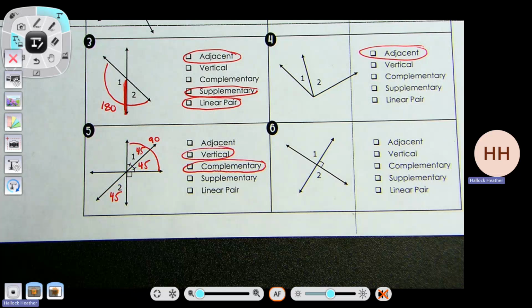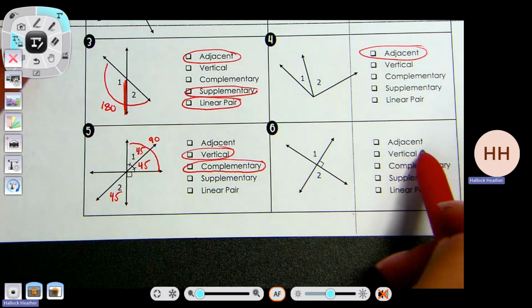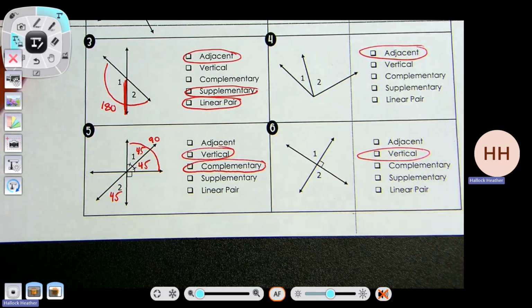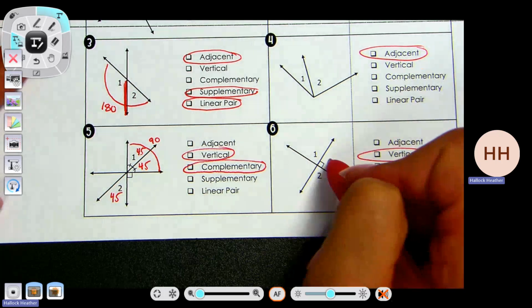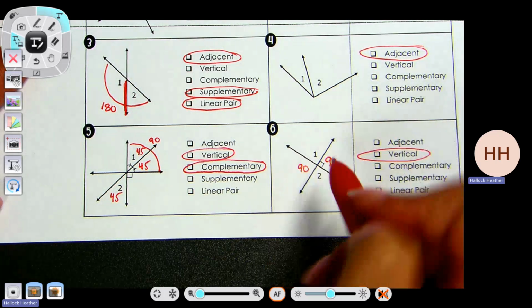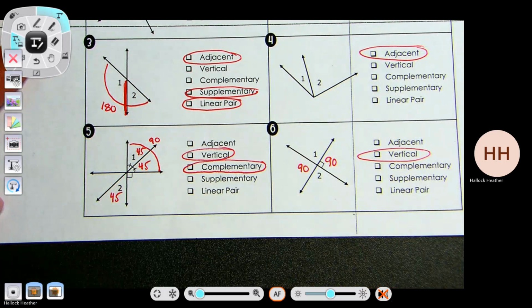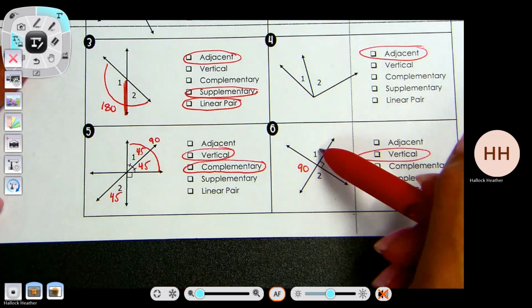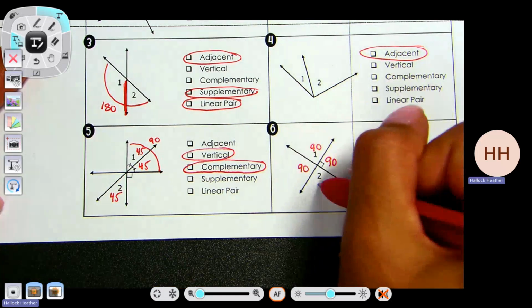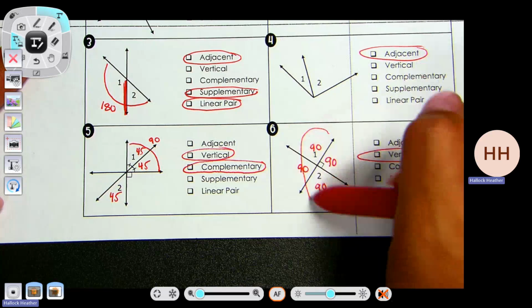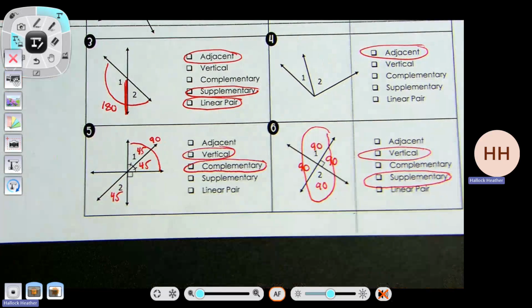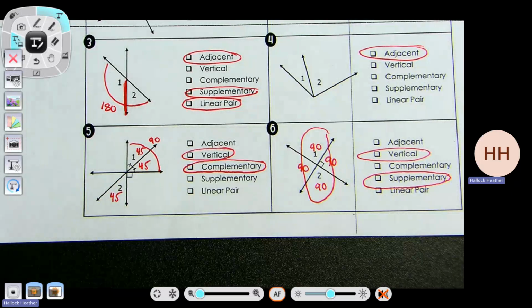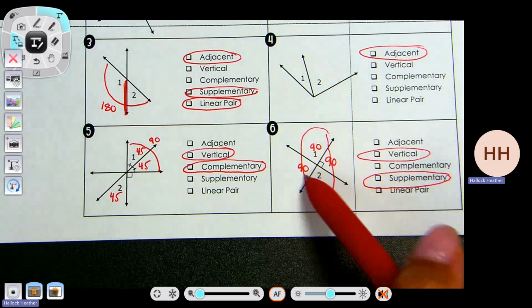The last one, what type is 1 and 2? Vertical. And no. Supplementary. Because this is 90, this would also be 90. So what would have to be next to it? 90 and 90. So 1 and 2 combined do not make 90. Combined, they are supplementary. Because if you have 90 on one side and it's perfectly perpendicular, that means every single corner is 90 degrees.